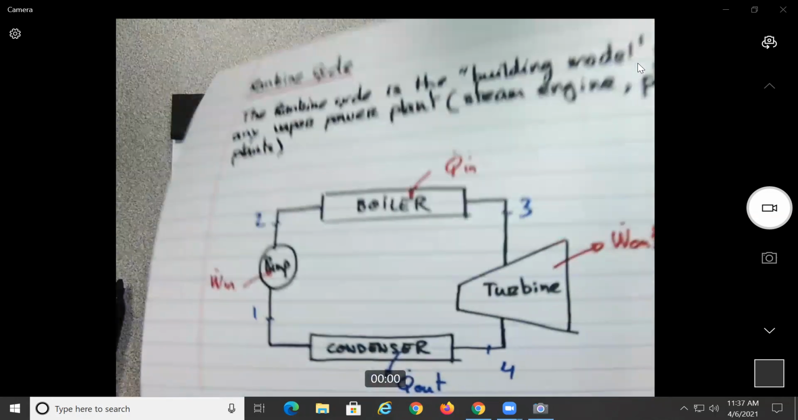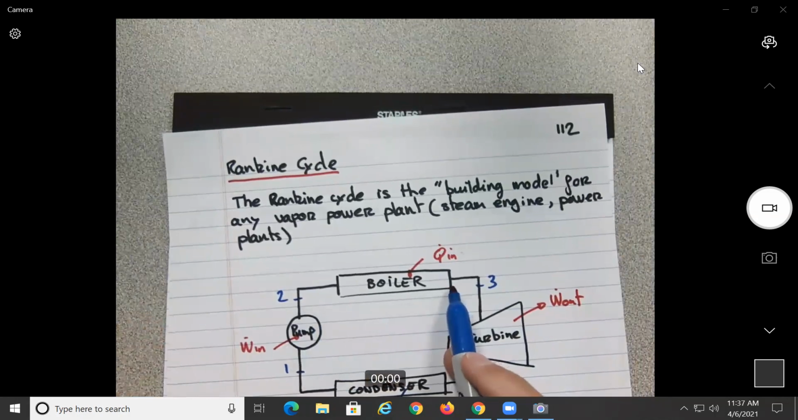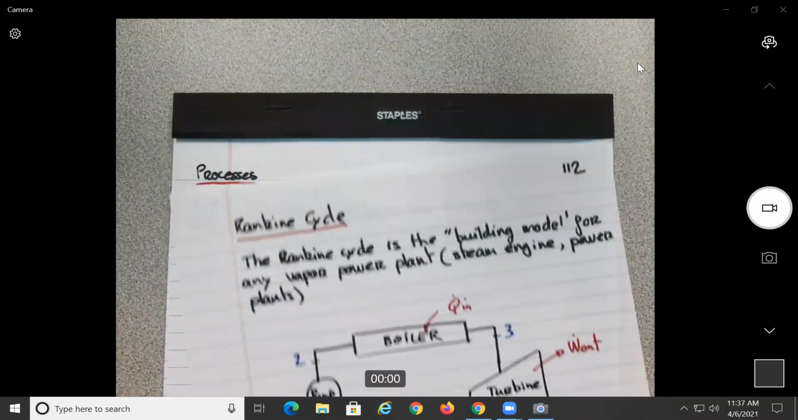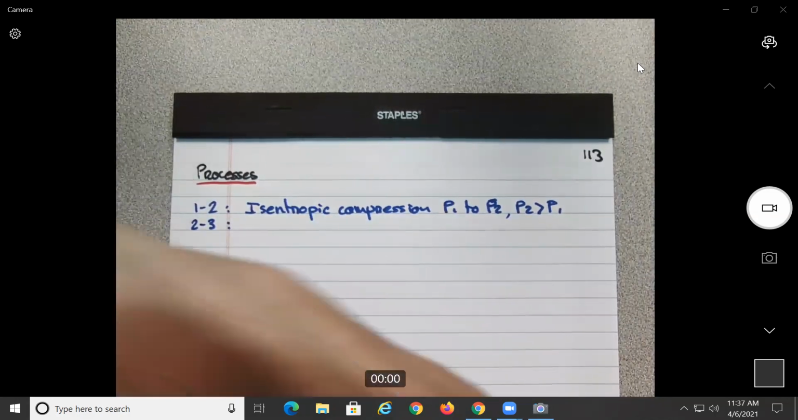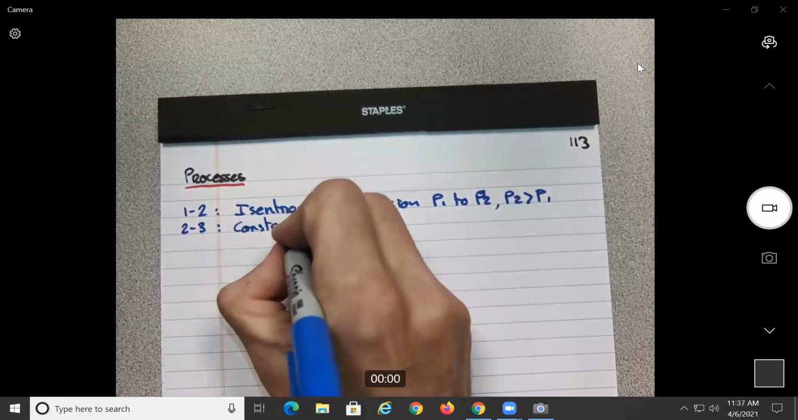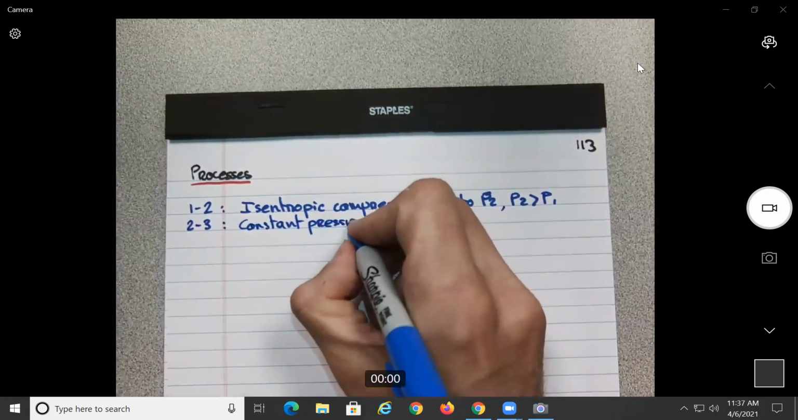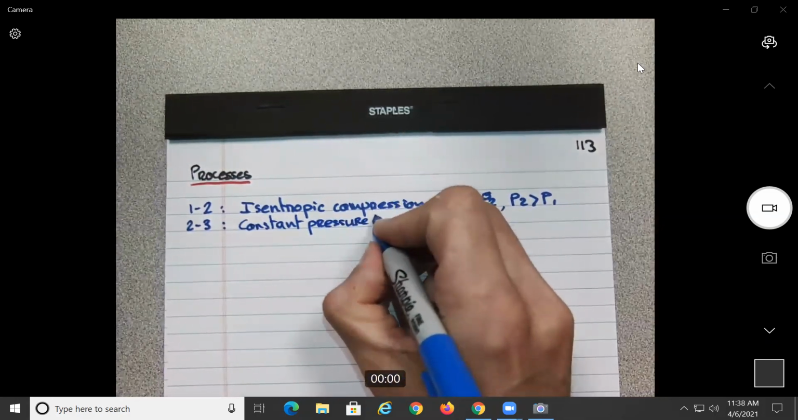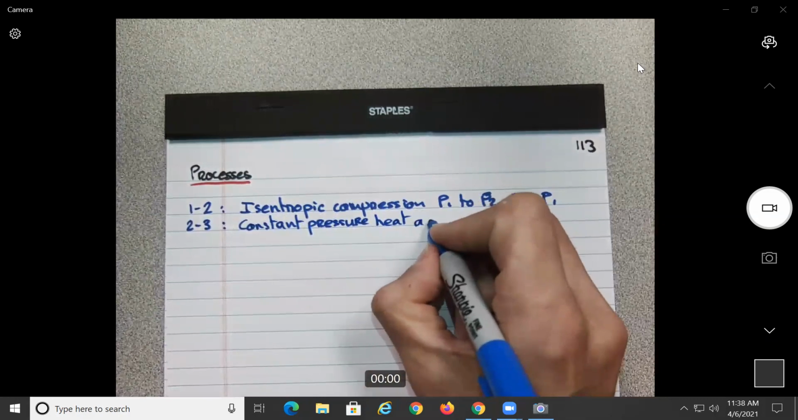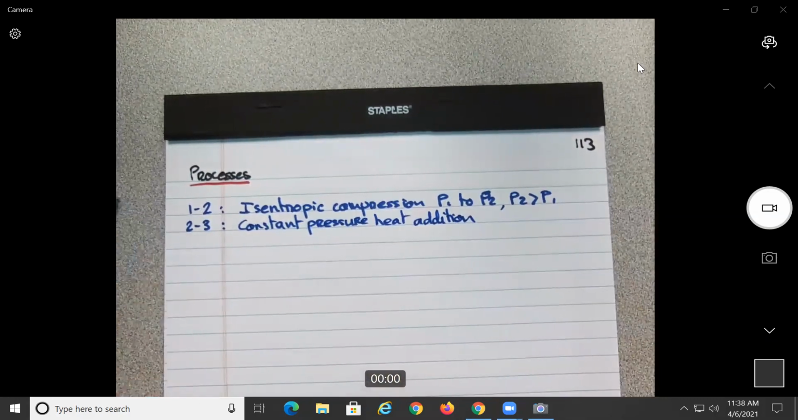Okay, in 2-3, what do we do? We add heat to the water, no? This is a constant pressure, all right? So constant pressure heat addition.